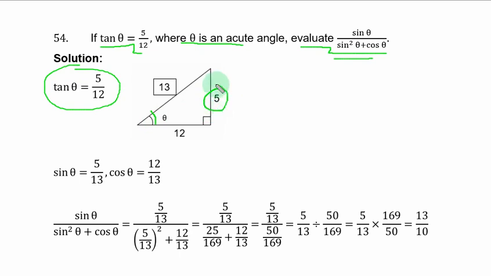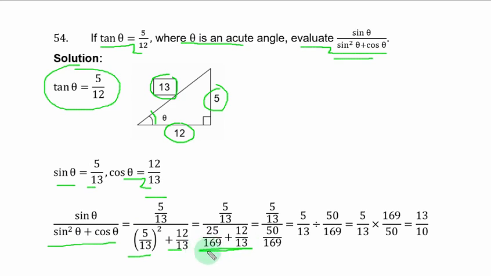5 is opposite, 12 is adjacent. By Pythagoras rule, the hypotenuse is 13. Therefore, sin theta is 5 over 13, cos theta is 12 over 13. You come to this place, this is the value of sin theta. You come here and you square the same value. You add the one of cos theta to it. When you simplify, you have this result.